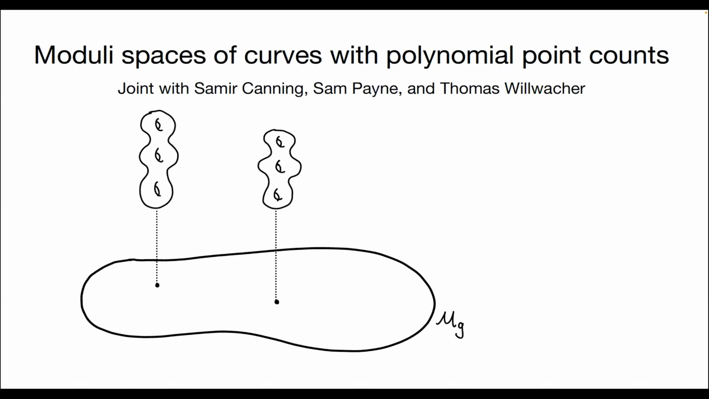So the work that I want to tell you about today is all joint with Samir Canning, Sam Payne, and Thomas Willwacher. And this is about the geometry of the moduli space M_g parameterizing smooth genus g curves. And in this talk, I'm going to highlight 3 invariants for studying this moduli space and how they relate to each other. And each of these invariants captures different information about the geometry of M_g.